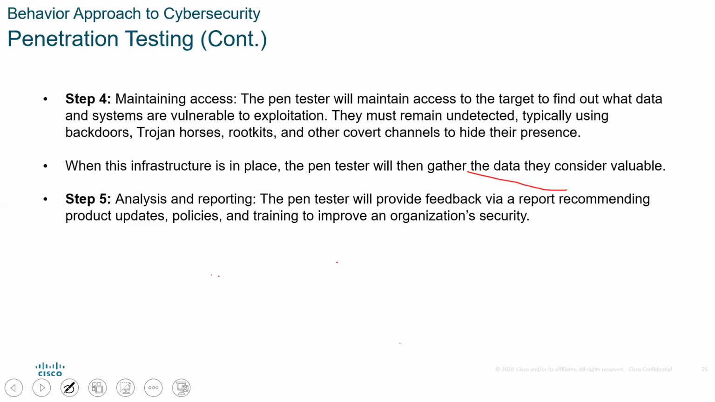Number 4, maintaining access. The pen tester will maintain access to the target to find out what data and systems are vulnerable for exploitation. They must remain undetected, typically using backdoors, Trojan horses, rootkits, and other covert channels to hide their presence. When this infrastructure is in place, the pen tester will then gather the data they consider valuable.